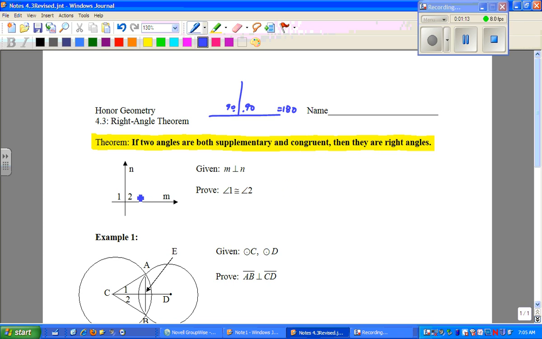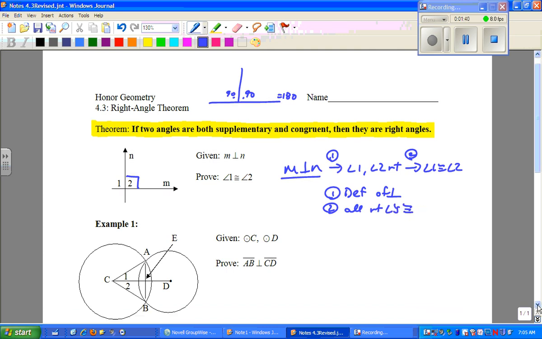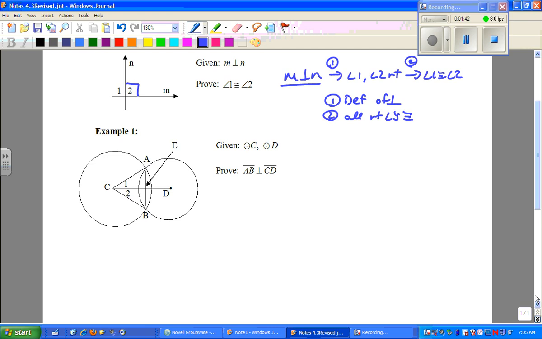So really, what we used to have was M and M were perpendicular, so then we could say angle 1 and angle 2 were right angles, and then we're able to say that they are congruent because all right angles are congruent. That was by the definition of perpendicular and all right angles congruent. So this theorem is going to develop throughout. Let's just jump into example 1.